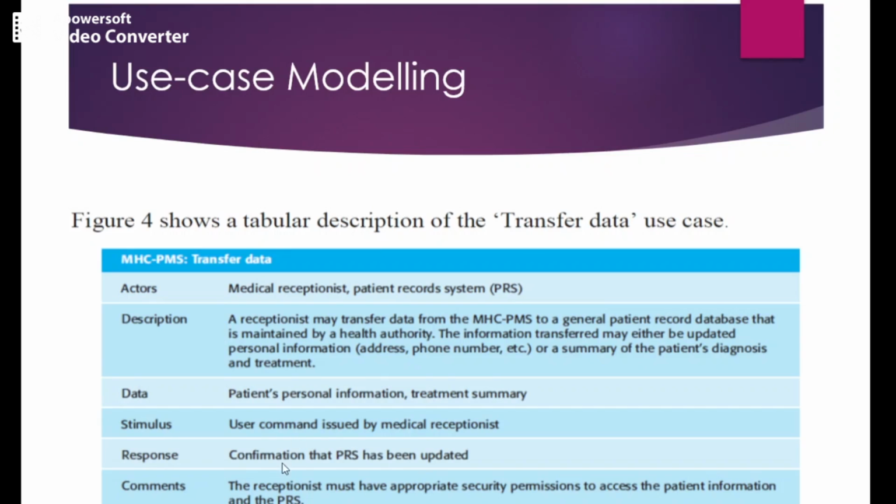Next, comments. The receptionist must have appropriate security permissions to access the patient information. So one thing is the receptionist should have all the security permissions to access the patient information, and there should be proper authorization. Only the receptionist and the PRS system can access that data.